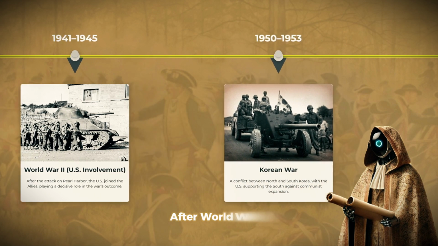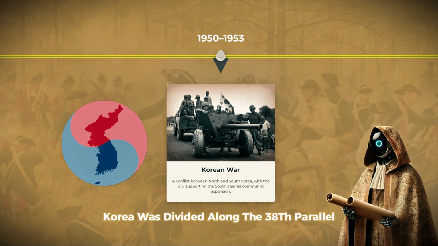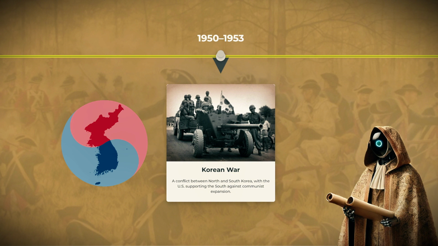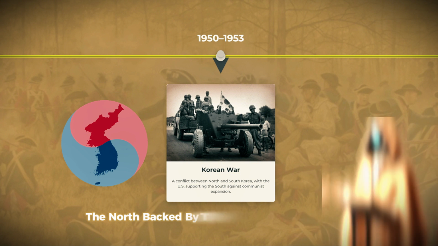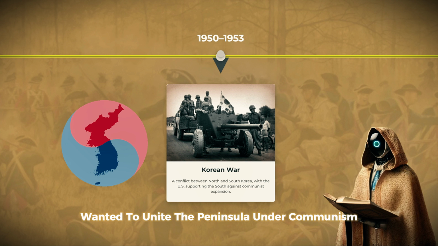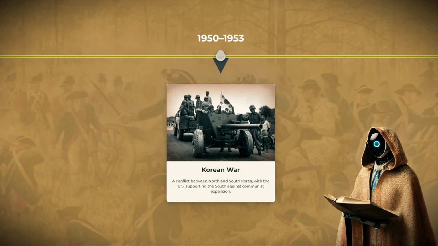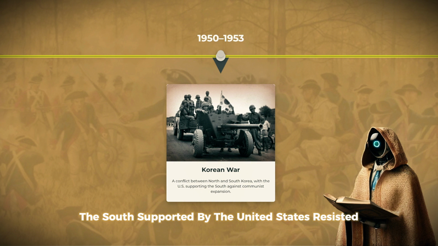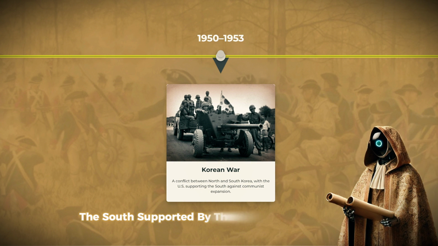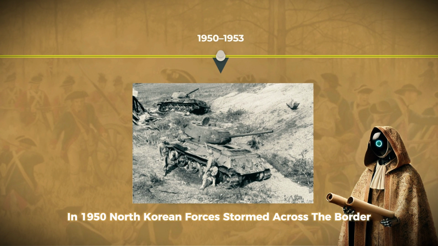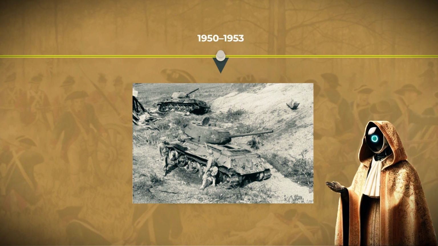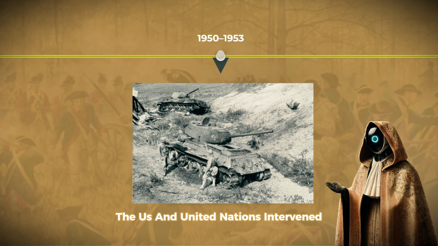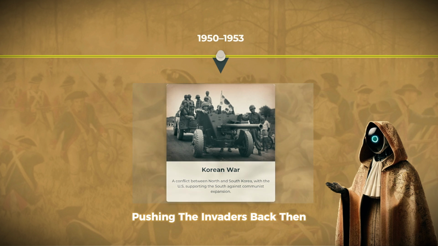After World War II, Korea was divided along the 38th parallel. The North, backed by the Soviet Union and China, wanted to unite the peninsula under communism. The South, supported by the United States, resisted. In 1950, North Korean forces stormed across the border, nearly conquering the South. The U.S. and United Nations intervened, pushing the invaders back.